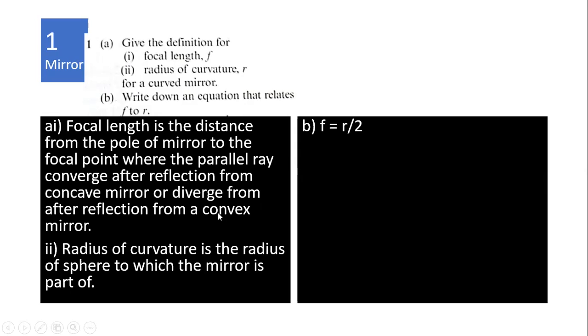That's all. F equals R over 2, or half R. Okay, copy whatever you want to copy. Yeah, copy ready.